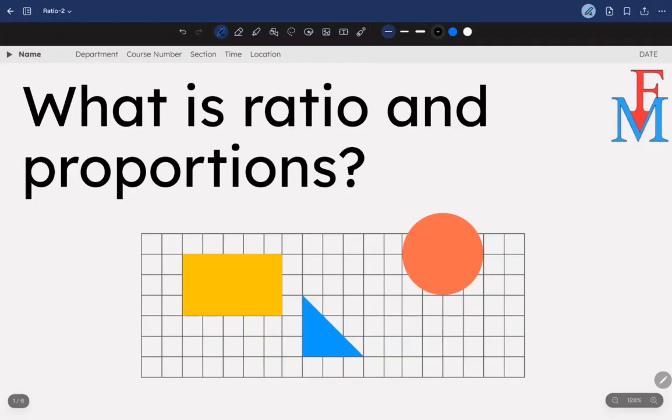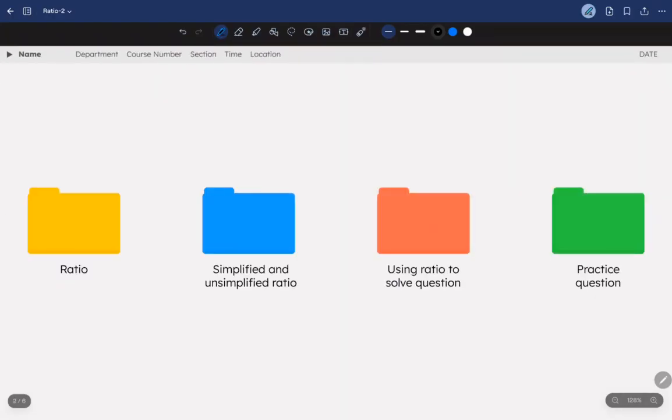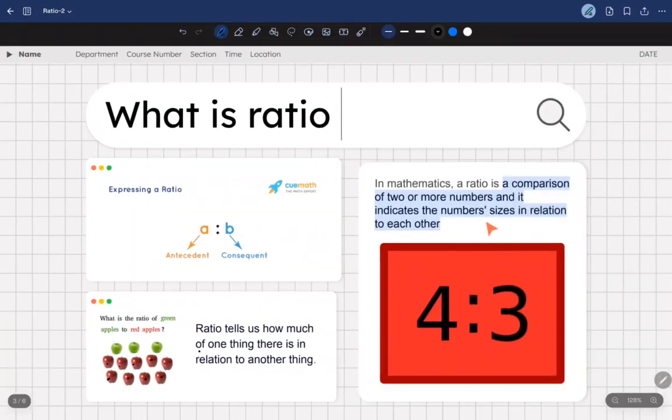So what is ratio and proportions? In today's lesson, the agenda is going to be, what is ratio? Secondly, we'll learn what a simplified and unsimplified ratio is. Third, we will use how we use ratio to solve questions. Lastly, there will be a few questions coming up. So, what is ratio? Let's put some question mark there.